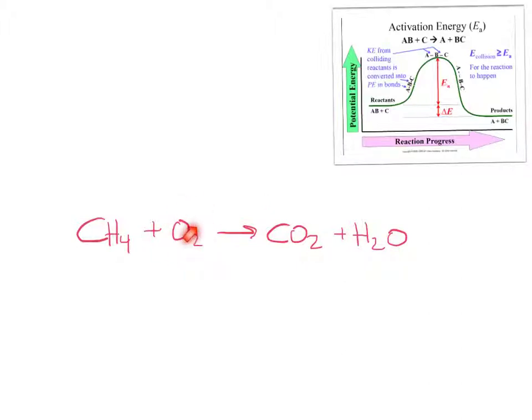So if there's oxygen already out in the atmosphere, and we turn on our Bunsen burner, why is it that when we turn on our Bunsen burner, and that CH4 is coming out, mixing with the oxygen, those two don't react?